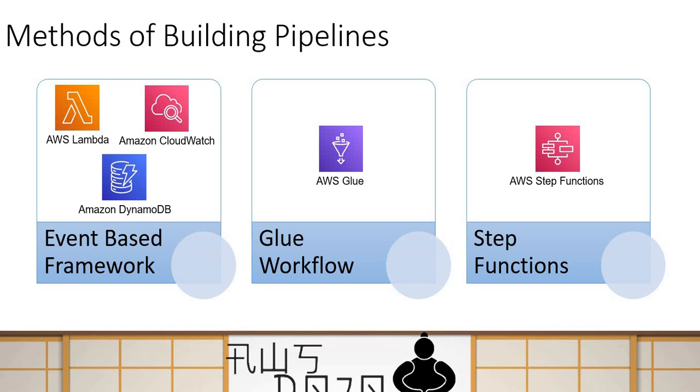And again, let me be very clear. These 3 are not the only methods. For instance, you can use Apache Airflow, which is provided as a managed service on AWS. You can also use some AWS partner solutions to build such pipelines. But today I'm going to focus on these 3 methods only. All 3 are cloud native methods for AWS.